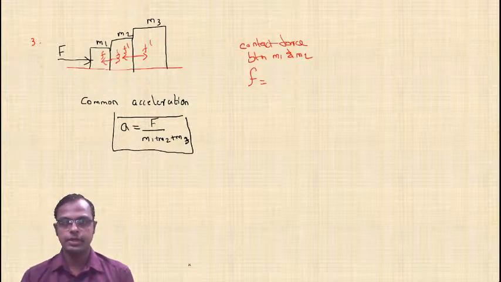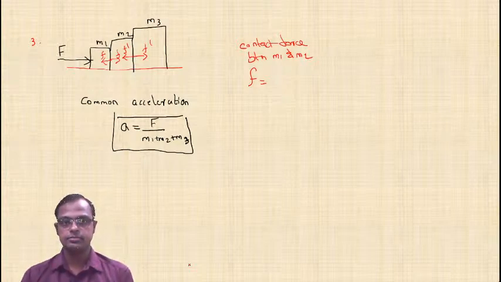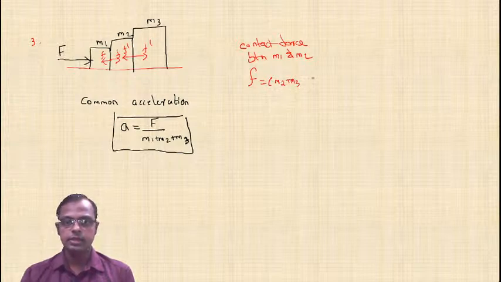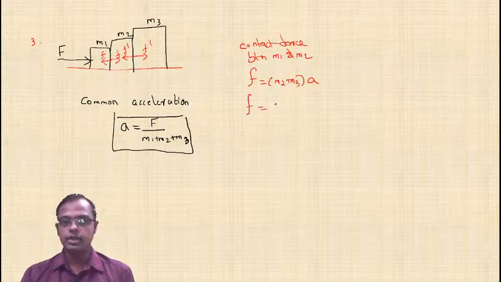Now I hope everyone got the clear idea. The force small f is the force applied by M1 on M2, but that force makes M2 and M3 accelerate. Very good. So what is the contact force between M1 and M2? It is equal to the force needed to accelerate M2 and M3 together, right? So we can write M2 plus M3 into acceleration, because the acceleration is common. So the contact force between M1 and M2 is equal to M2 plus M3 into the common acceleration.